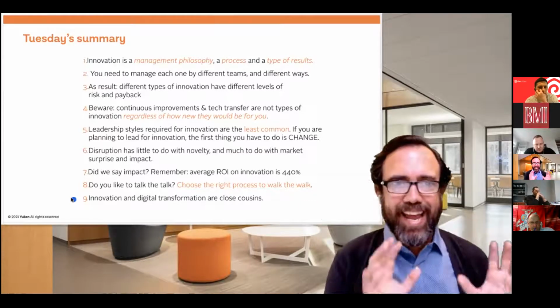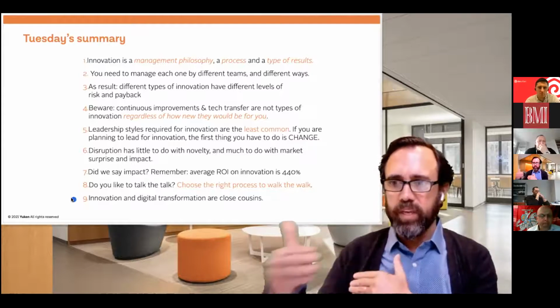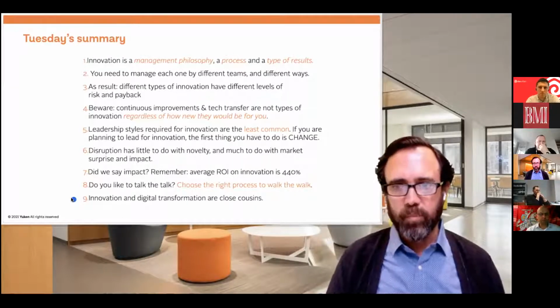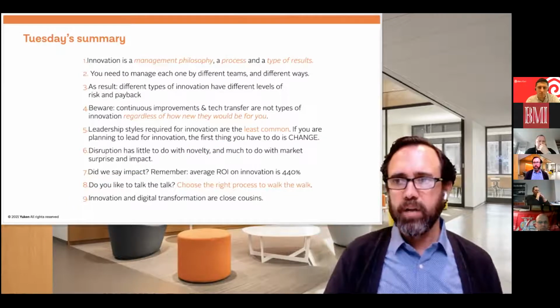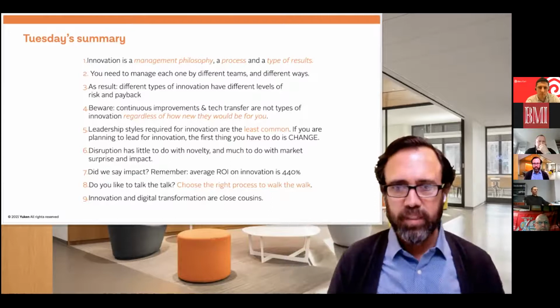So is there anything else you would like to talk about from Tuesday before moving into managing under uncertainty, risk and ambiguity? Something that kept going through your minds, some idea you have, some reflection?